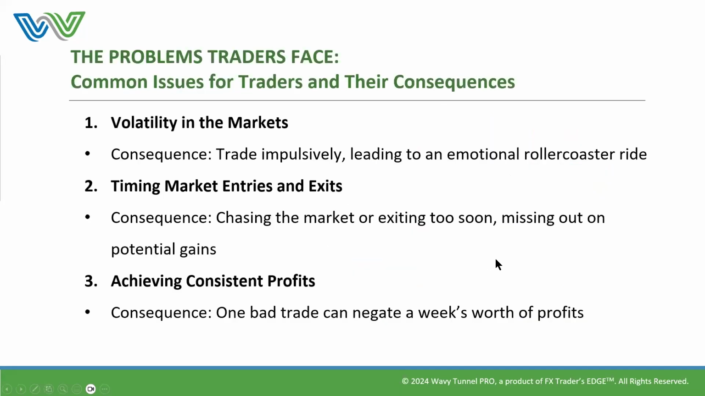So let's just discuss what are some of the problems that traders face and the common issues, and then we will deal with them, okay, with the market map, with structure. Number 1, volatility in the markets. Well, what is the consequence? It's very easy to trade impulsively, leading to an emotional roller coaster ride. Number 2, timing market entries and exits. What is the consequence? Chasing the market or exiting too soon, missing out on potential gains. I'm sure all of you can relate to that. I mean, timing is pretty crucial.